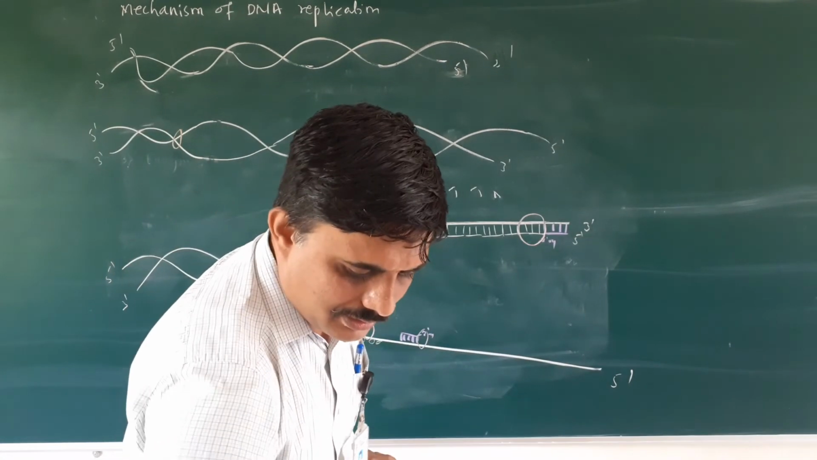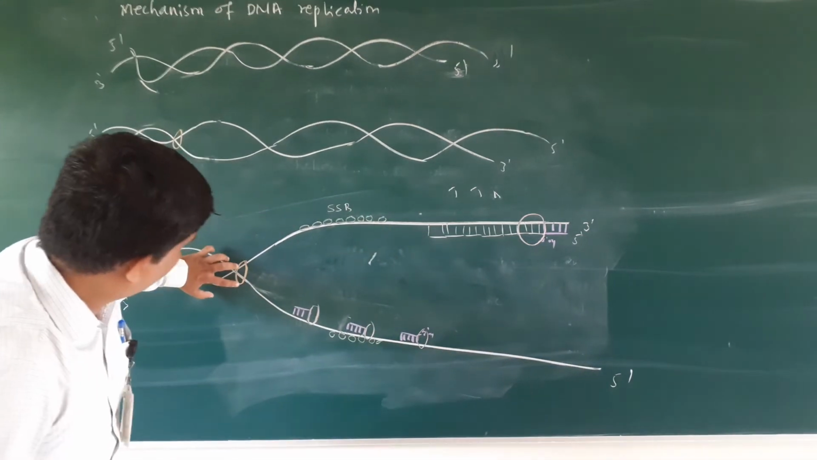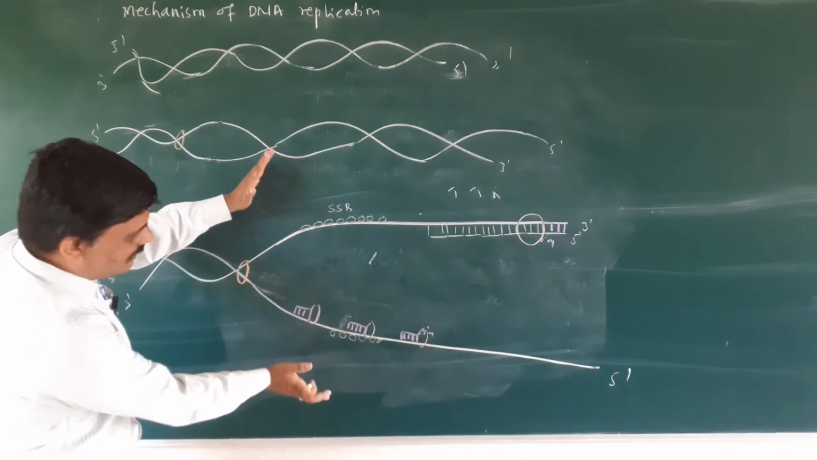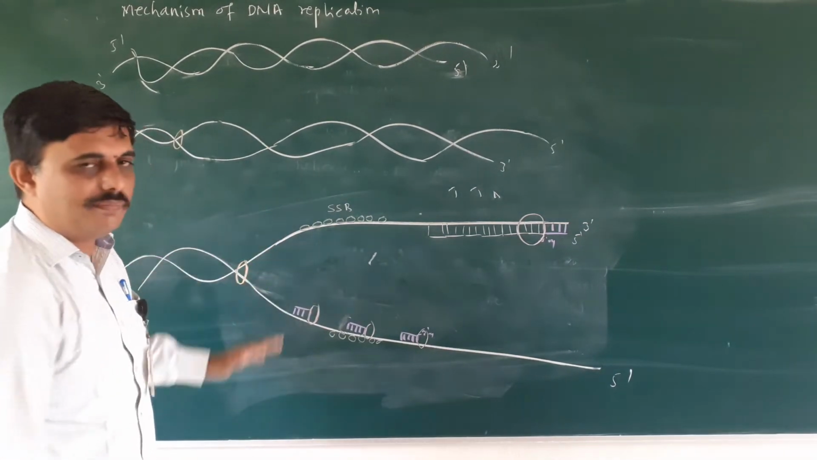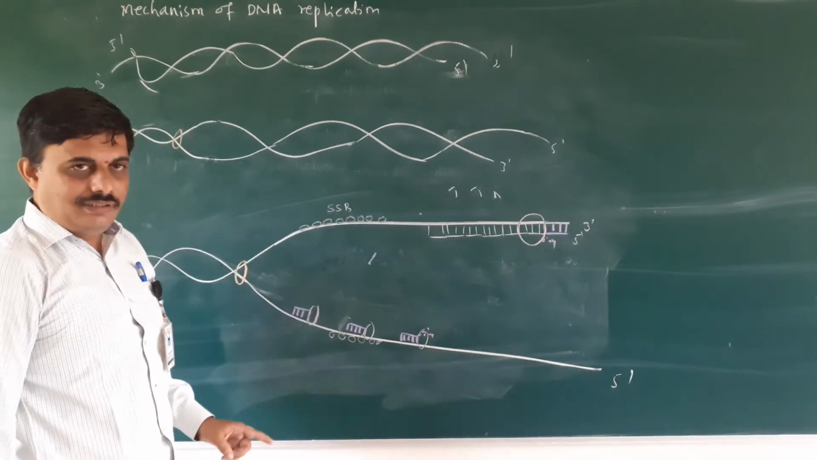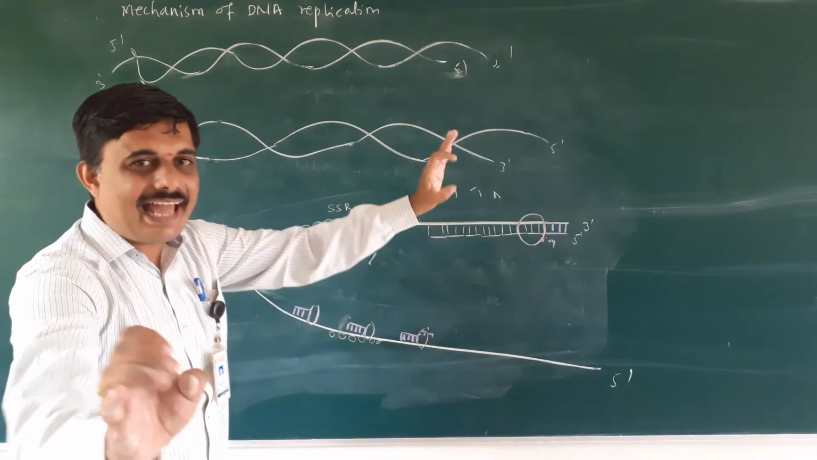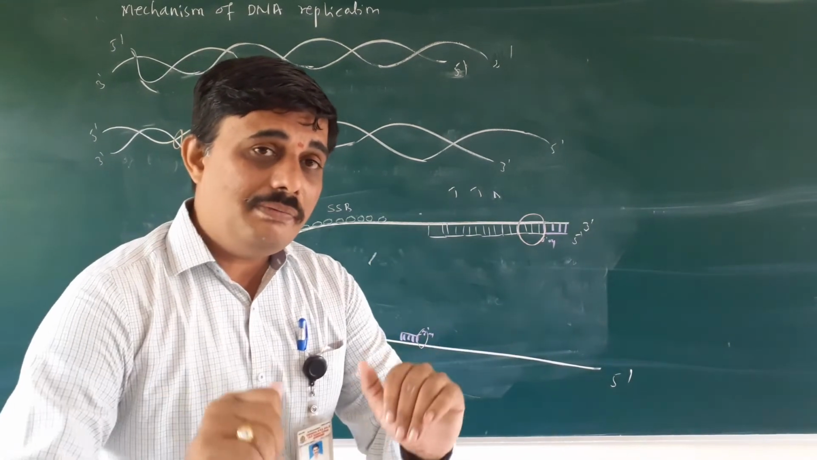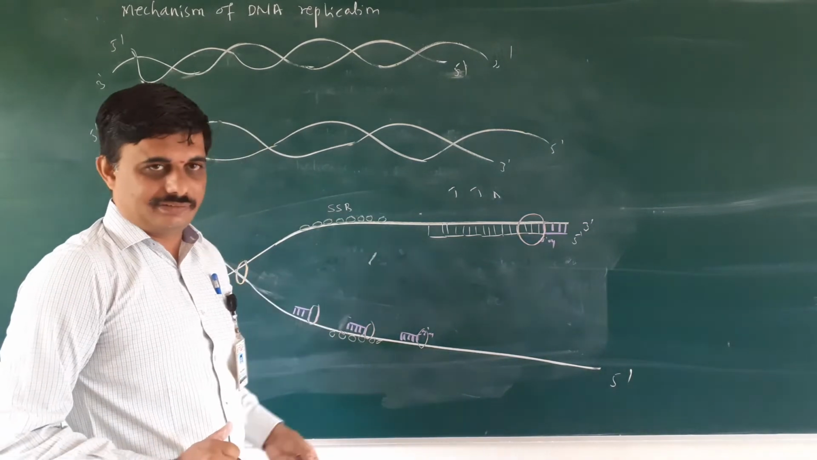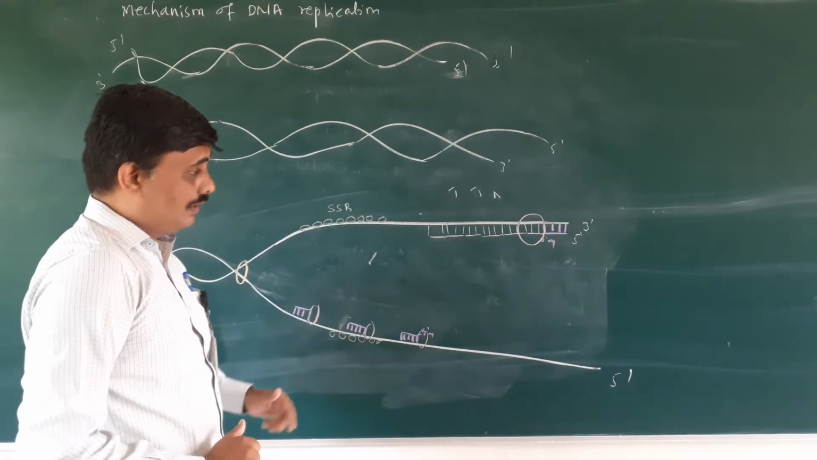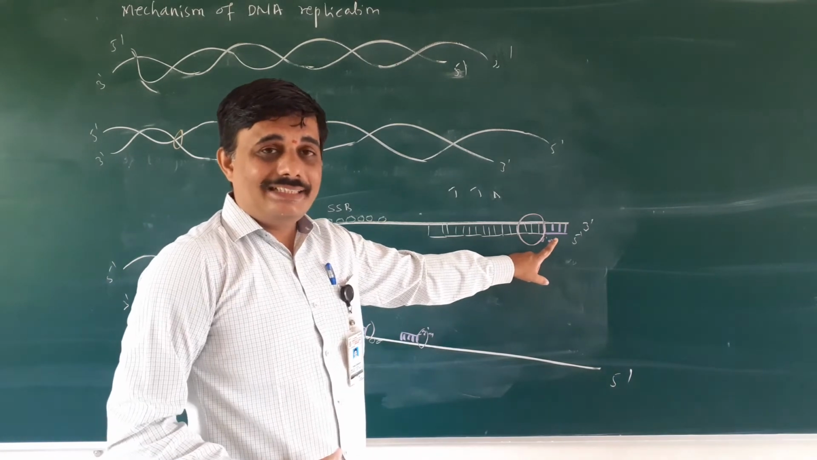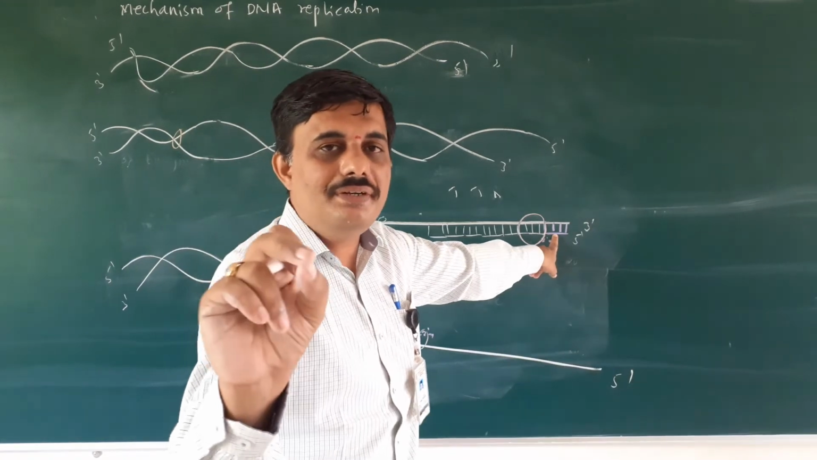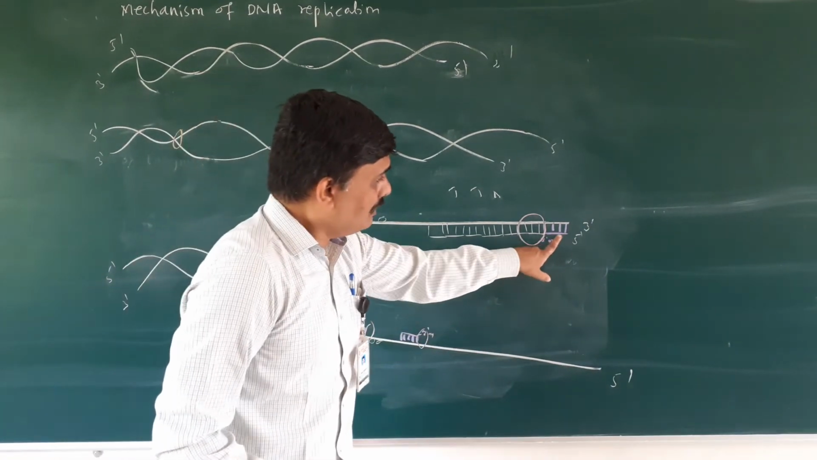So the mechanism: first, DNA helicase is an enzyme involved in the unwinding of the two strands of DNA. The single stranded binding proteins keep these strands intact, so that complementary base pairing between the nucleotides is avoided. They avoid the hairpin curve. Then the DNA primase enzyme synthesizes the short RNA primers of 10 to 15 nucleotides.